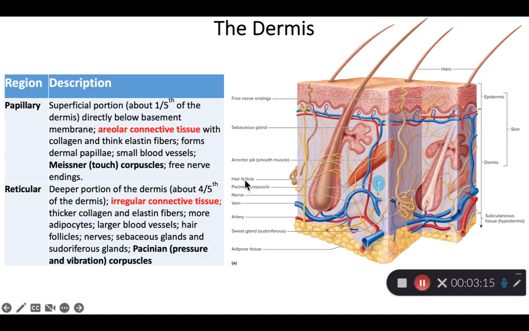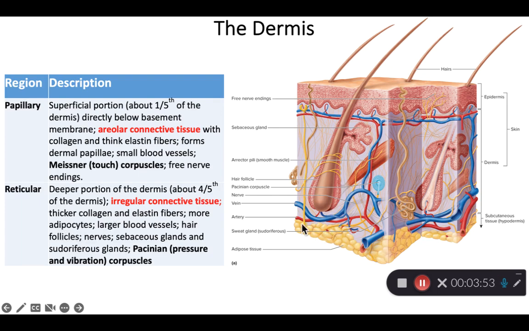Then we go deep. We go down into this deeper area. And down here is where you're going to find a lot of that irregular connective tissue. So we're going to have a lot of collagen fibers. The collagen is much thicker down here. It's running irregularly in different directions to give that dermis a lot of strength in different directions. There also is going to be some elastin fibers, so that gives your skin the ability to stretch a little bit. As you go deeper and deeper, you start to actually see some adipocytes as well.